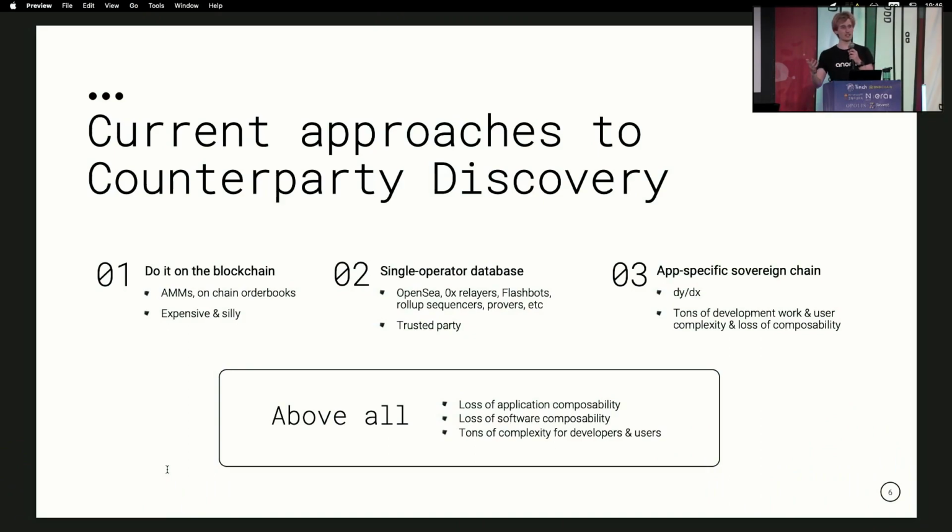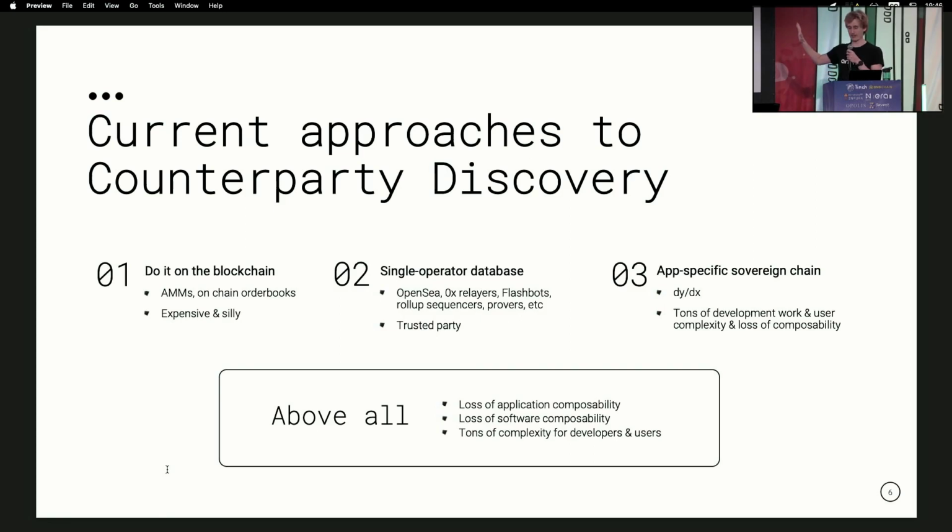Things become very easy if you just have one server doing all the coordination. This is pretty much what every decentralized, and I'm using air quotes here deliberately, decentralized application does. When you look at something like OpenSea, Optimism, Starknet, Arbitrum, they're all single operator databases. There's one Web2 server, and if that Web2 server wants to censor you, they can. In some cases, the Web2 server can also steal all your funds because fraud proofs aren't implemented yet.